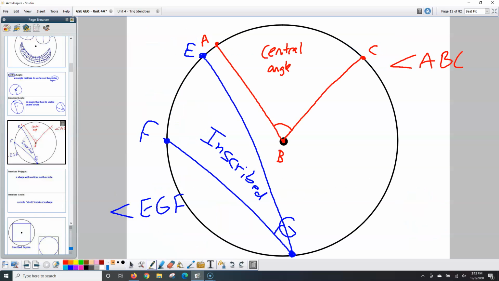Inscribed angles. Here's a picture of a central angle and an inscribed angle. Just remember when we name angles, we put the vertex in the middle. So EGF could also be named as FGE. On the central angle, I named it ABC. You could also name that CBA, but B has got to be in the middle on that.